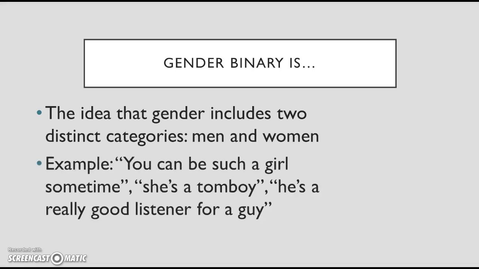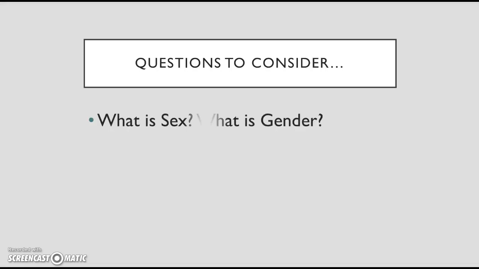And we essentialize men and women when we make statements like, oh, you can be such a girl sometimes, or she's a tomboy, or he's a really good listener for a guy. When we use these stereotypes in such a fashion, we're looking at the world through gender binary glasses. It's perfectly natural to see the world in this way because this is how we have been socialized. So successful socialization kind of instills in us the gender binary. However, this can sometimes have some unwanted effects in society, which we'll talk about later.